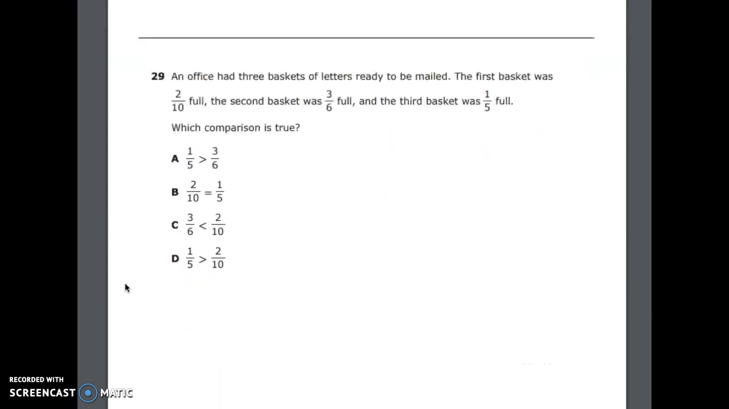Number 29. An office had 3 baskets of letters ready to be mailed. The first basket was 2/10 full, the second basket was 3/6 full, and the third basket was 1/5 full. Which comparison is true?